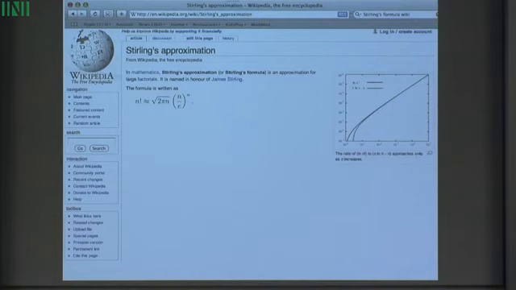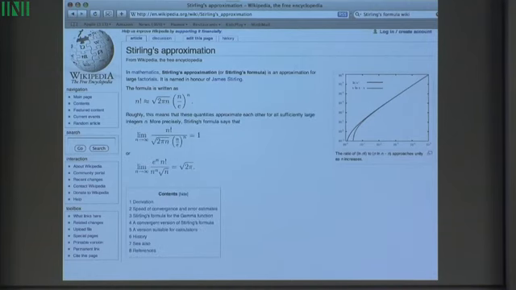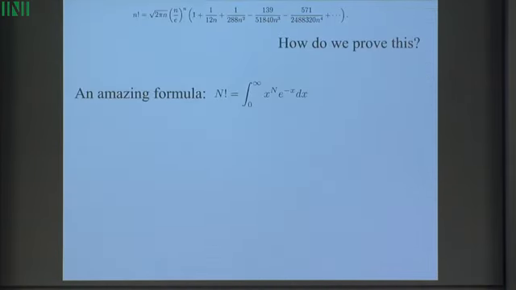here's Stirling's approximation from Wikipedia. n factorial is described by that quantity on the right-hand side. And of course, that's what they mean by the squiggly equal sign or limits like that. You take the n factorial, divide by the explicit quantity and take a limit, and you get 1. Okay? And one way to prove that is to use this amazing formula where you represent n factorial as an integral.